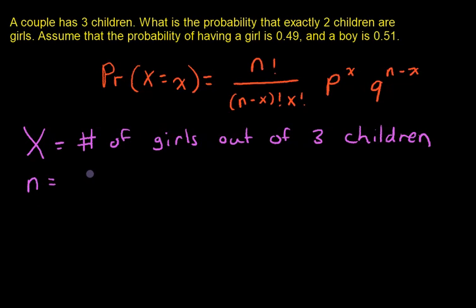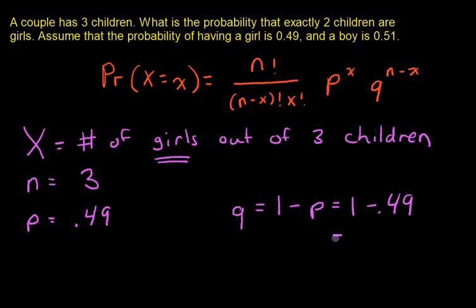The value of n is 3. There's a set number of 3 children. The value of p, the probability of having a girl, remember p is the probability of success, so girl is success here, so p is 0.49, and q then would be 1 minus p, 1 minus 0.49, which is 0.51. Right, so now let's go ahead and calculate this. What we're trying to calculate is the probability that the random variable x equals 2. In the question, we're asked to find the probability that 2 children are girls.